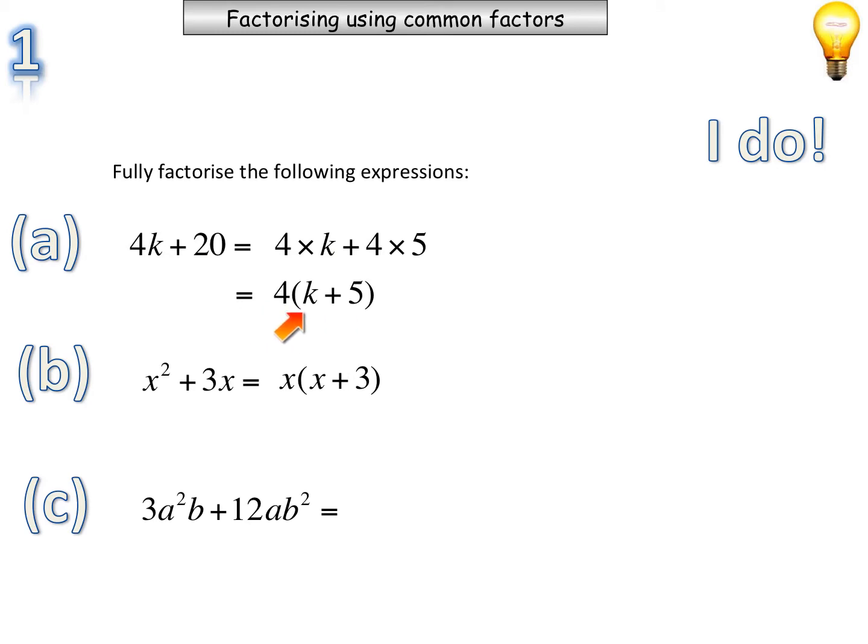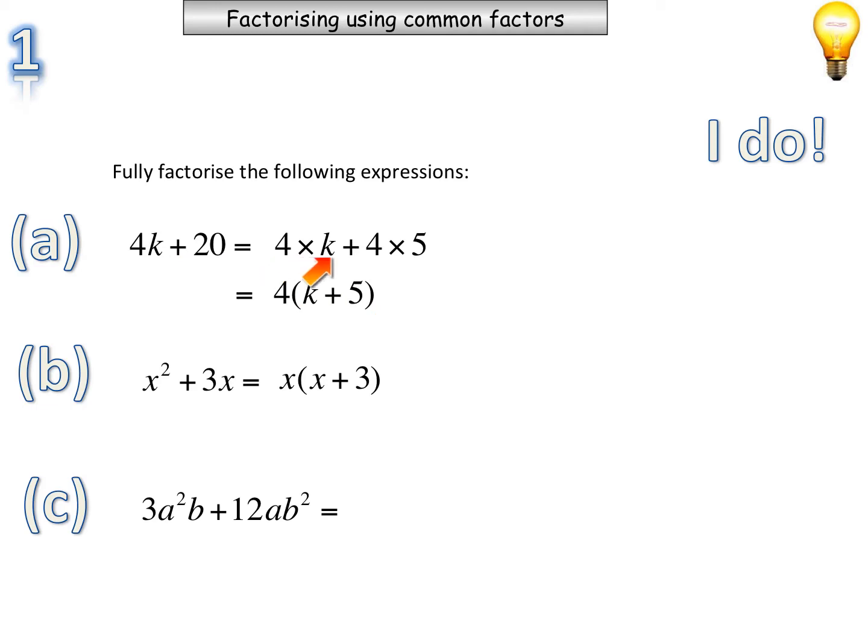And you can always work out if you've done it correctly by expanding the brackets here. So 4 times k is 4k, and 4 times positive 5 is positive 20. So you know you've got the correct factorization.